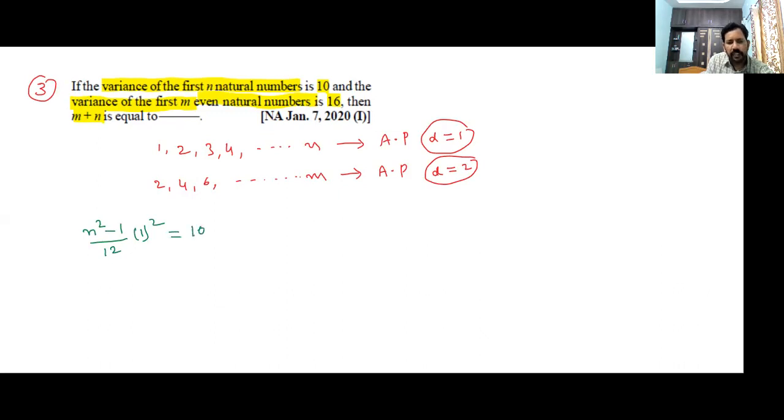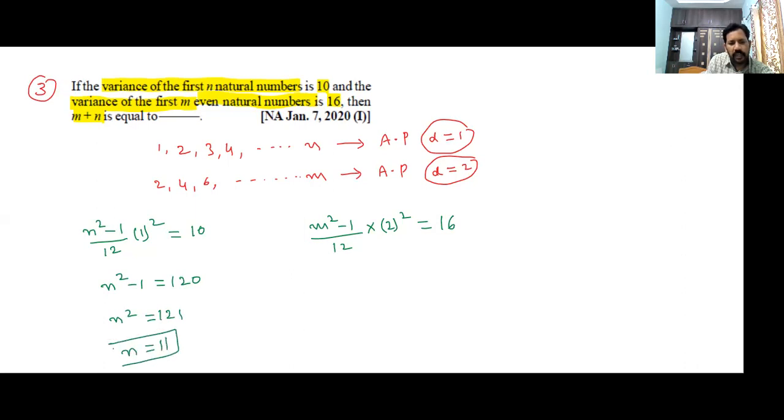Now, second observation, observe here. m square minus 1 by 12 into d square. d square means d is 2 square. That should be 16. Now find n value. How much do we get? n square minus 1 is equal to 120. n square is 121. n is 11.